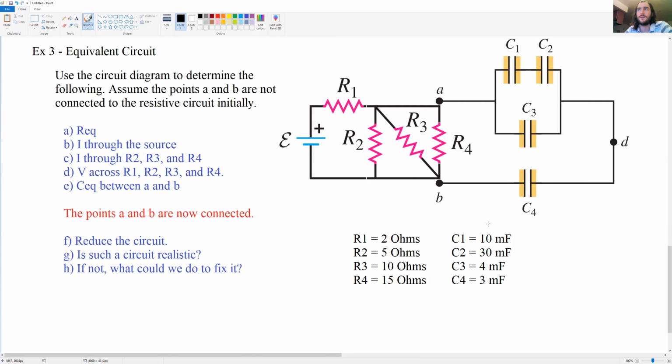Use the circuit diagram to determine the following. Assume the points A and B are not connected to the resistive circuit initially. So assume we don't have the capacitors here at first. The capacitors are attached later, after part E of this question. So we can go A, B, C, D, and E first, and then connect the capacitor part to the resistor part, and then ask a couple more questions, and then we'll proceed from there.